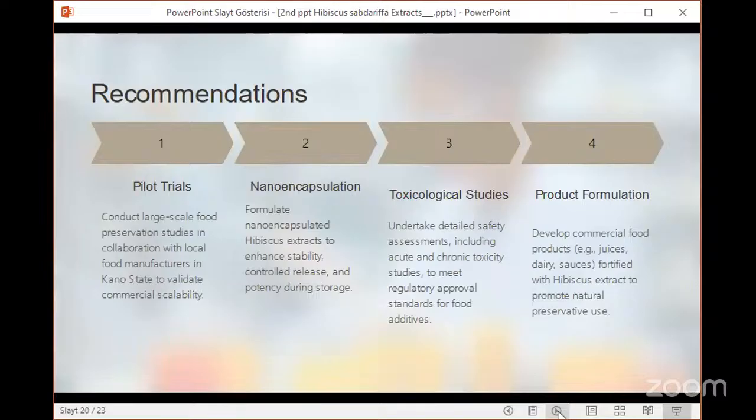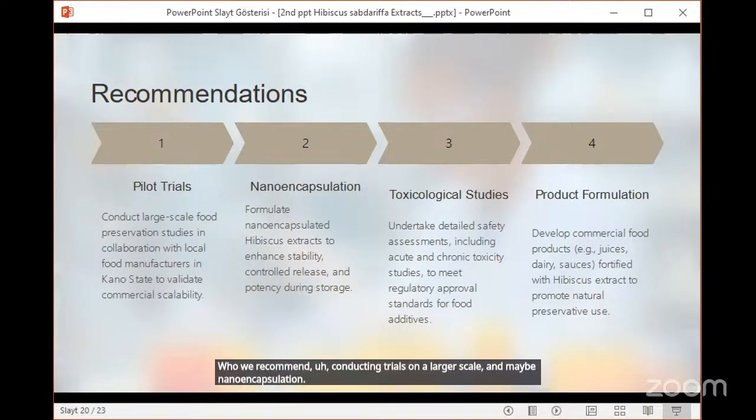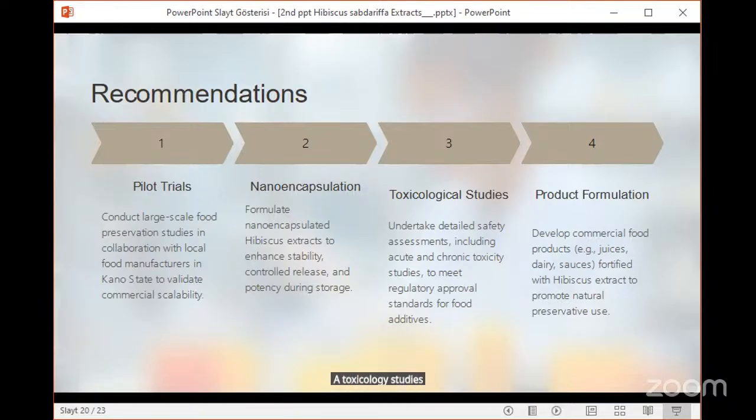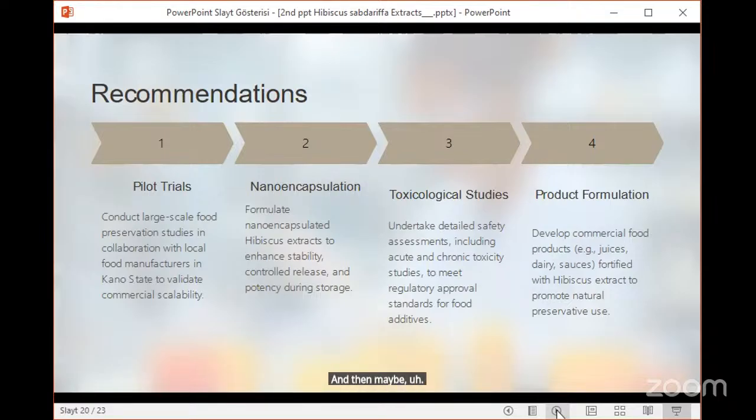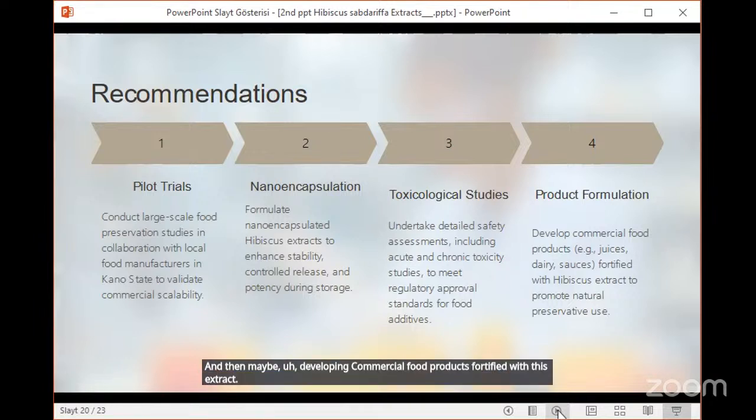So we recommend conducting trials on a larger scale and maybe nano-encapsulation, toxicology studies to assess the acute and chronic toxicity levels for it to meet standards for food additives, and then maybe developing commercial food products fortified with this extract to promote its use.